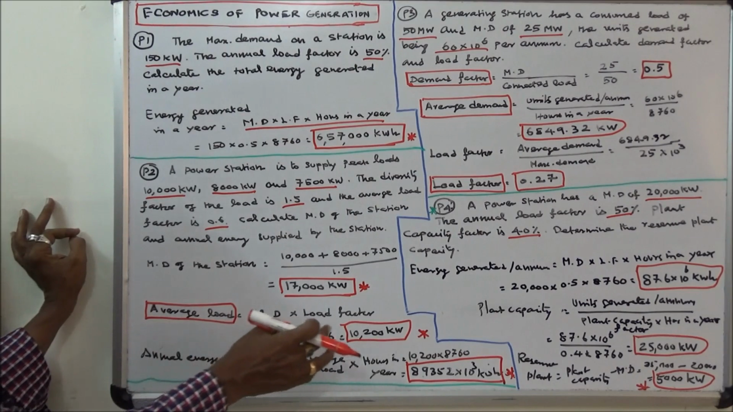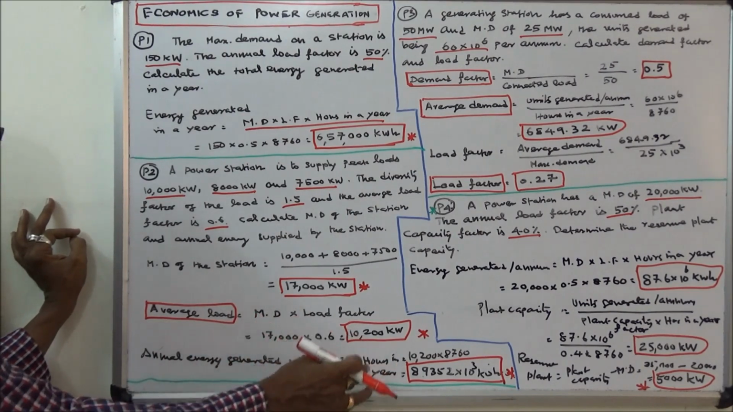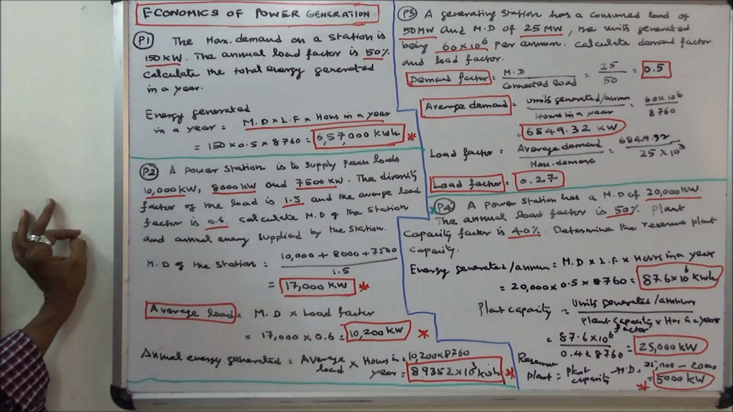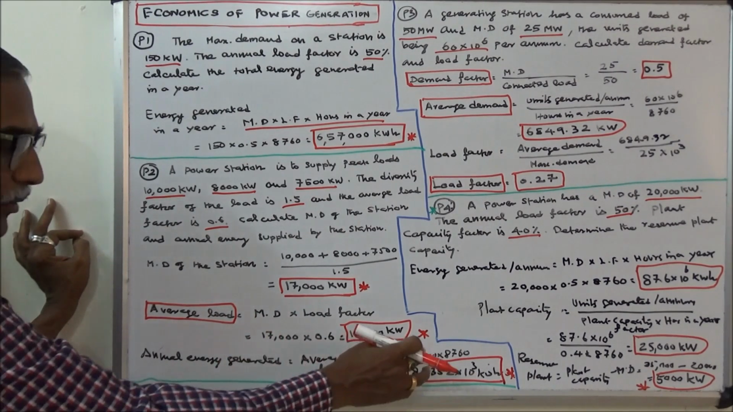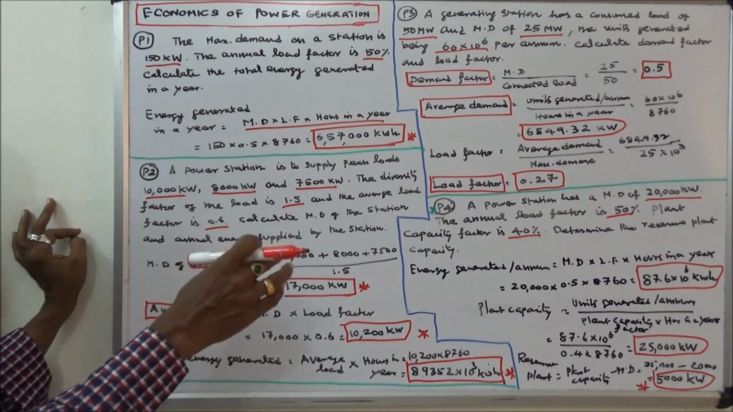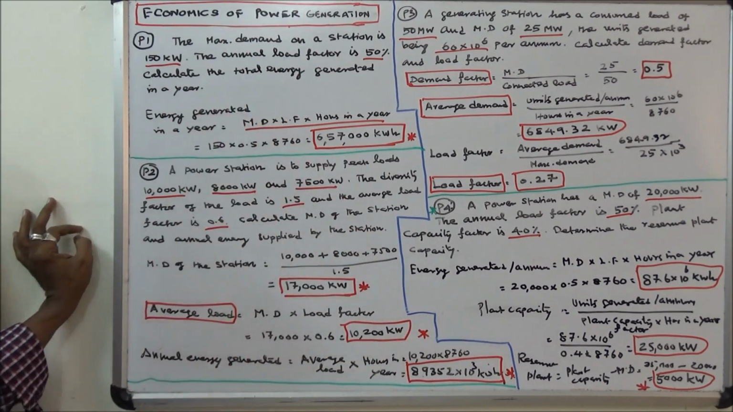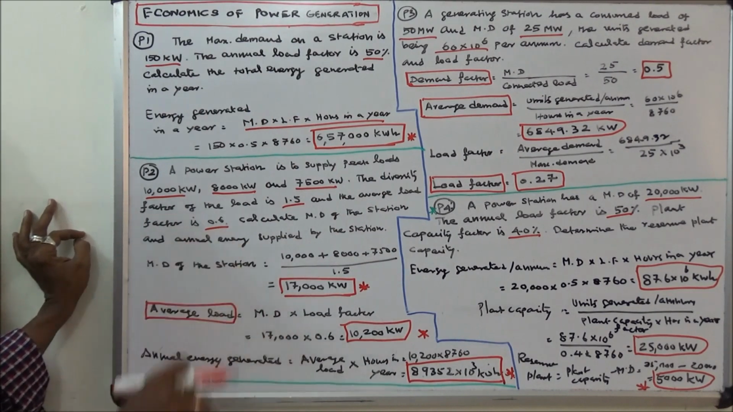Annual energy generated is equal to average load into hours in a year. Average load is 10,200 into hours in a year, 8,760. That is 89,352 into 10 power 3 kilowatt hour. That is the annual energy generated.